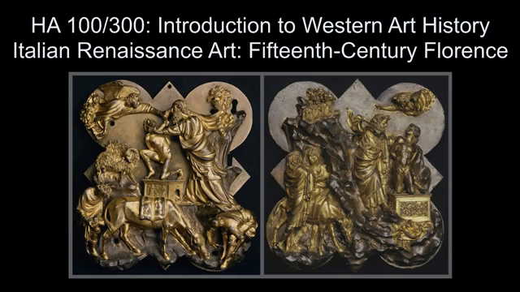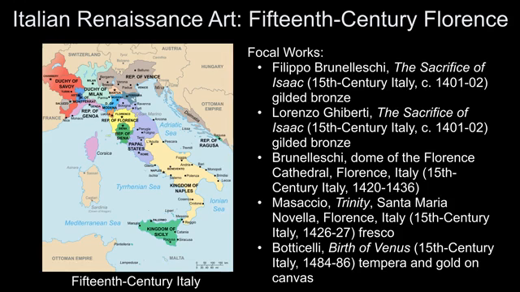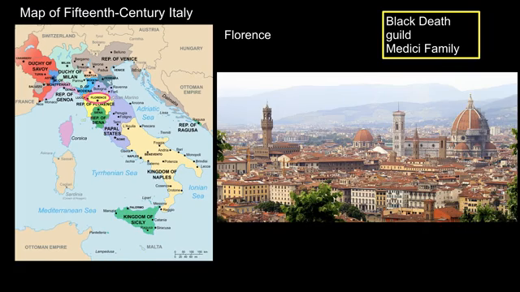In this lecture segment, we are talking about the character of Italian Renaissance art in 15th century Florence. We will focus on a fresco, the dome of the Florence Cathedral, and a mythological image by Botticelli. We begin our discussion at the start of the 15th century in Florence.